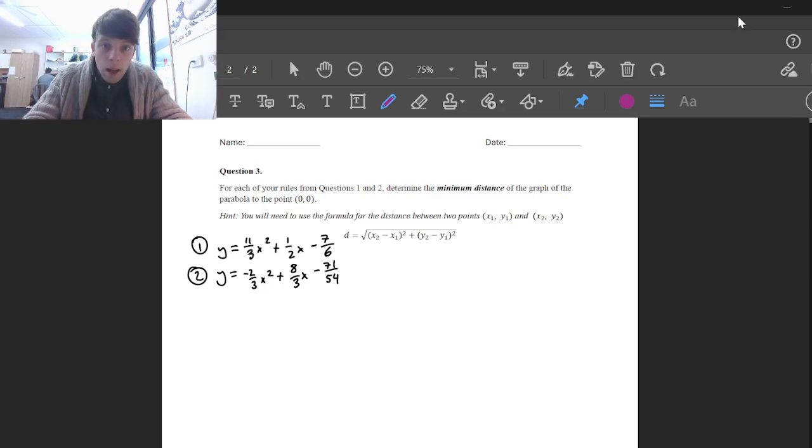All right, welcome back. I'm going to talk you now through question 3 to this homework task. As we can see, we have to determine the minimum distance of the graph of each of these two parabolas that we found in part 1. And we have to find the minimum distance of these two parabolas from the point 0, 0. So we need to use this distance formula that's being given to you here.